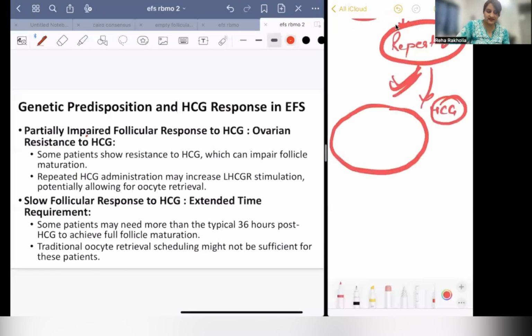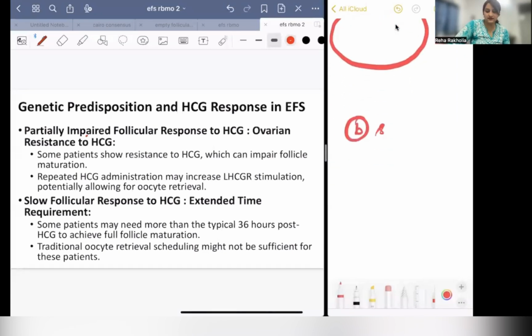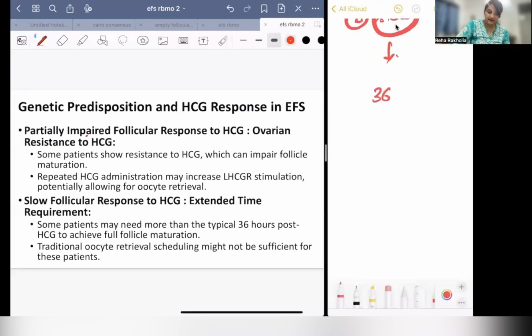Now, the second one is saying that there is a slow response. So we need to take more hours than the typical 36 hours. Some patients may need more than the typical 36 hours post-trigger to achieve full follicular maturation. So the traditional oocyte retrieval schedule might not be sufficient for these patients. It means it is individualized. Some patients take more time for oocyte maturation, so we need to do oocyte retrieval slightly later in these kinds of patients.